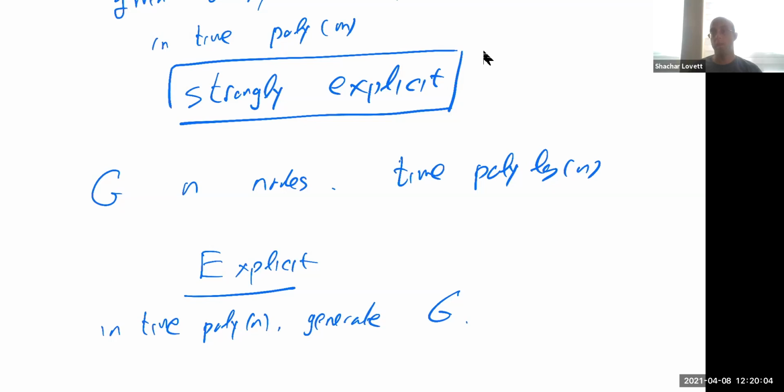Polylog n. So the question we're going to try to understand later on in this class is, do we have constructions that are either explicit or strongly explicit? That's going to be a notion that will come up in week 5 when we discuss constructions. And actually, both constructions we're going to see there are going to be strongly explicit, if I remember correctly. Okay. So maybe now is a good time to stop for today.